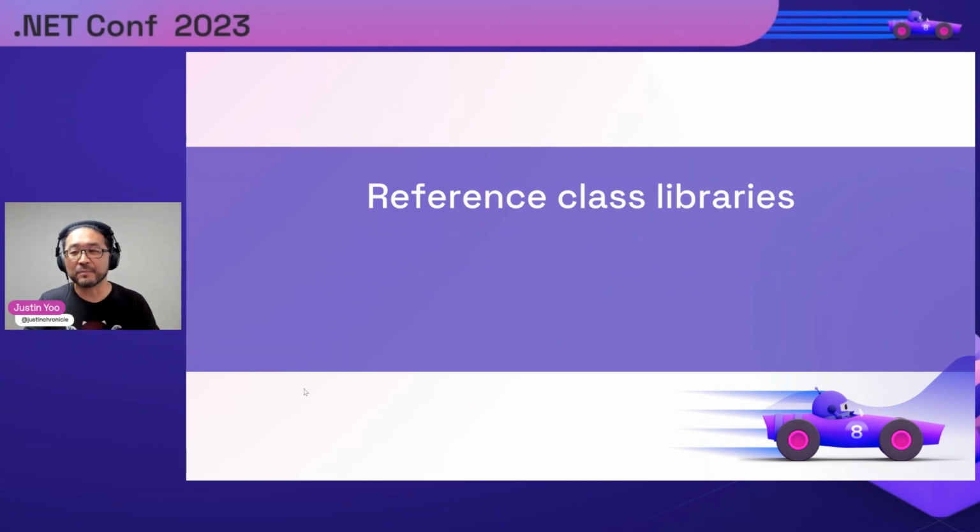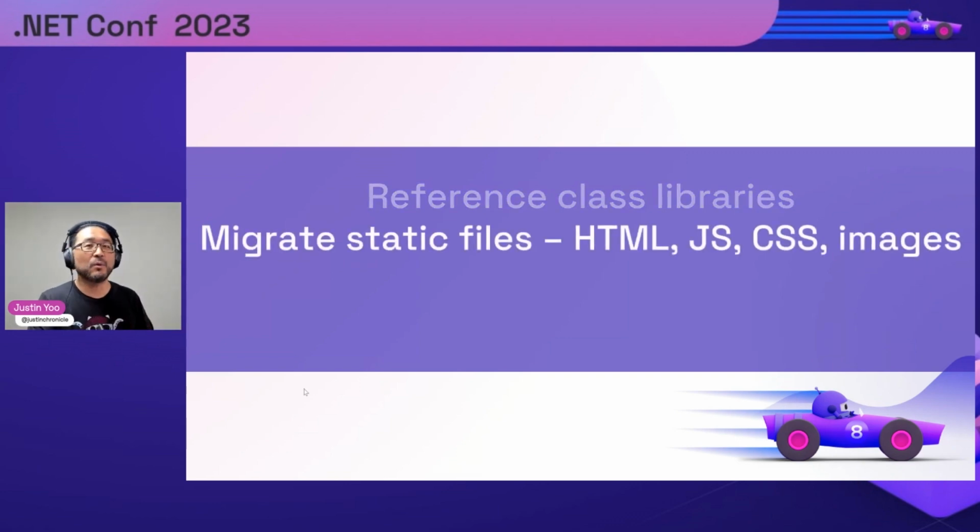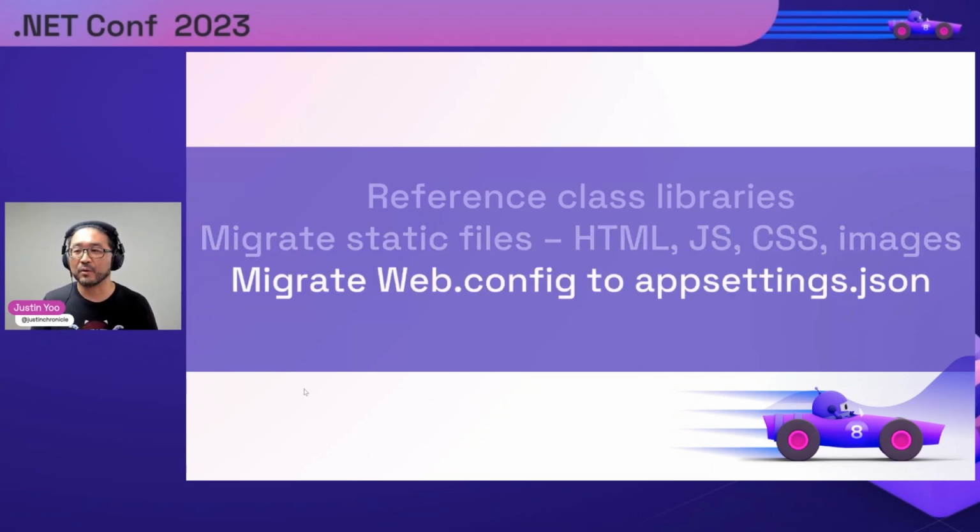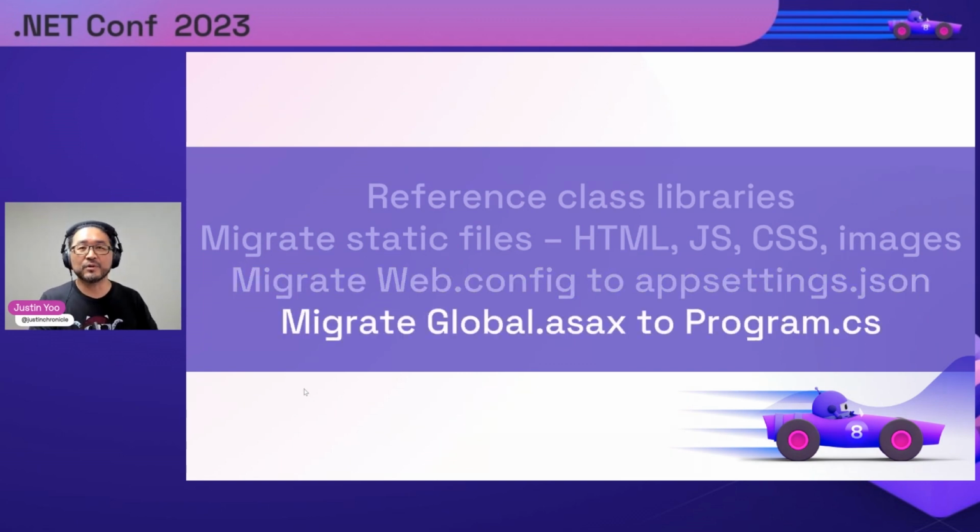When an appropriate Blazor hosting model is chosen, then add the reference class libraries that we refactored before. After that, migrate all the static files, including HTML, JavaScript, CSS, and images. Now, we need to migrate the configurations from the web.config file to appsettings.json. And finally, migrate your startup configurations from global.asax to Program.cs.